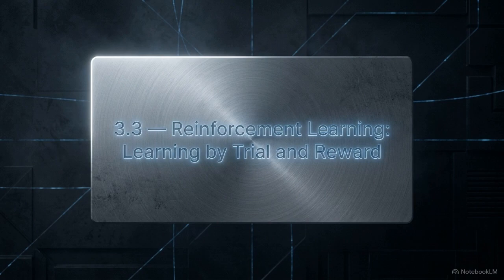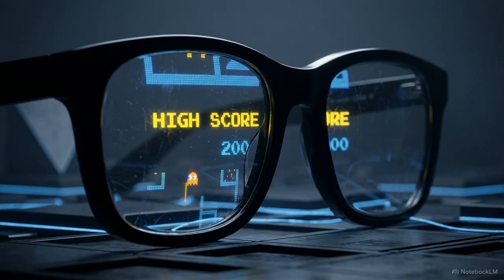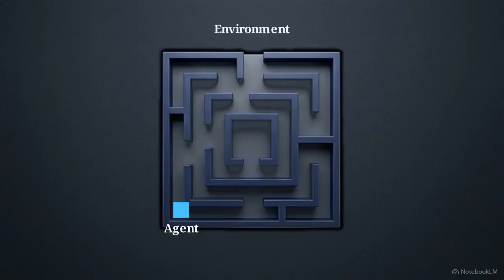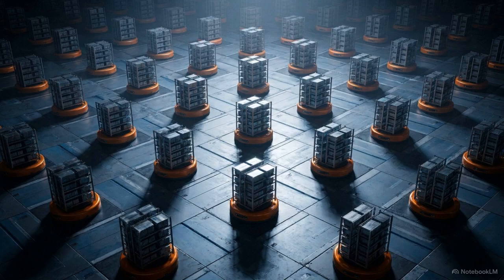3.3, reinforcement learning. Imagine trying to learn a video game without any instructions. You press buttons, see what earns points, and gradually figure out how to win. Reinforcement learning works the same way. Look at this diagram. The system, which we call an agent, acts within a digital environment. It receives a penalty for a bad outcome, like hitting a wall, and a reward for a good outcome. Over thousands of attempts, the agent discovers a strategy to maximize those rewards. We use this approach when we have a clear goal, but no list of correct answers to copy.